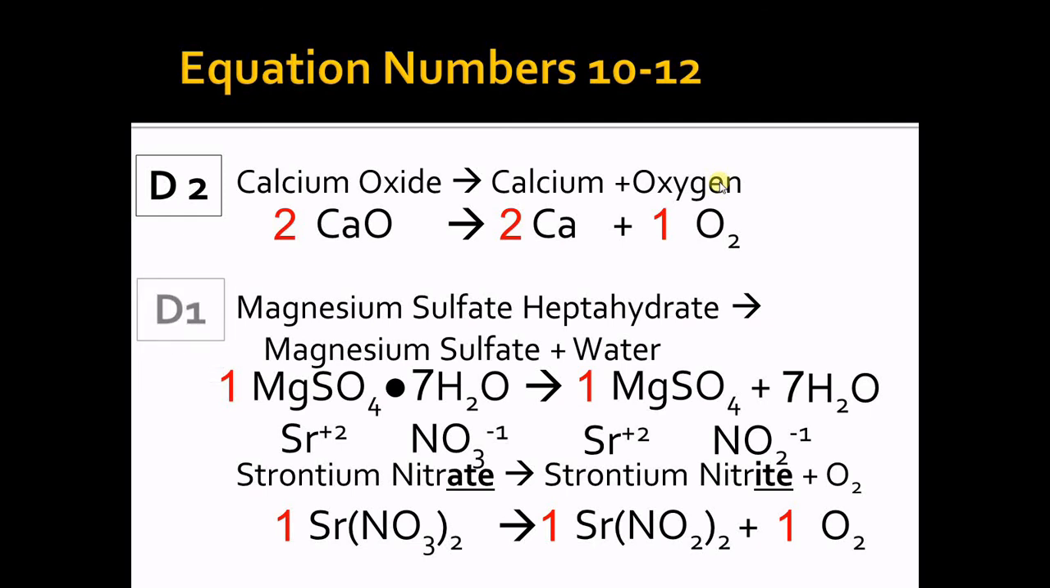Next one is just like one of the first ones we did, which is a D1 reaction, which is a decomposition of a hydrate. This time it was magnesium sulfate heptahydrate. So take a look at what we did. Simply write the formula for magnesium sulfate heptahydrate, so that's .7H2O. Put the yield sign, put the same exact thing, except take away the dot and put a plus sign. Last one, strontium nitrate is a decomposition number 4.